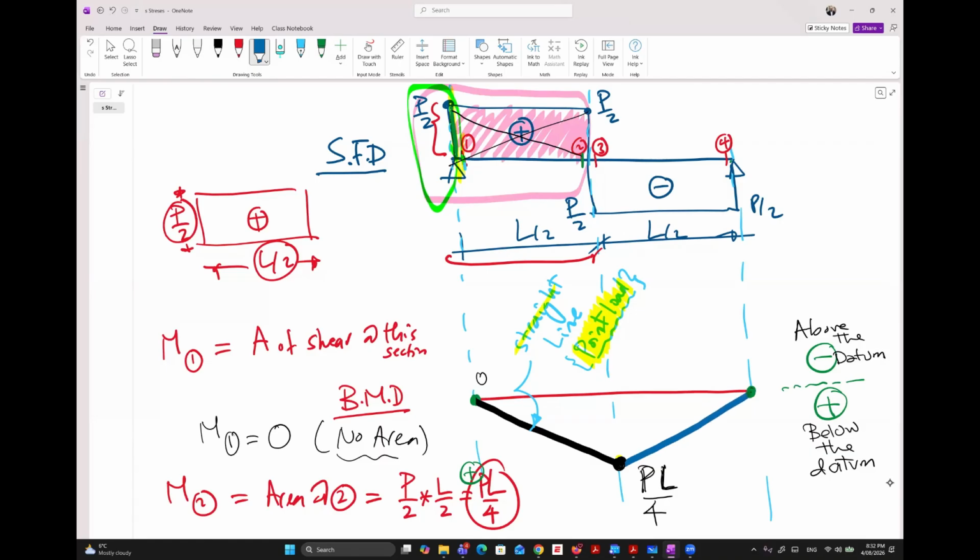So how many points do we need to calculate the moment at for a point load beam? Only 1 point. Because the moment here all the time will be 0, and the moment here all the time will be 0. And what is the sign for this moment, guys? Do you know? Is it a positive or negative moment?